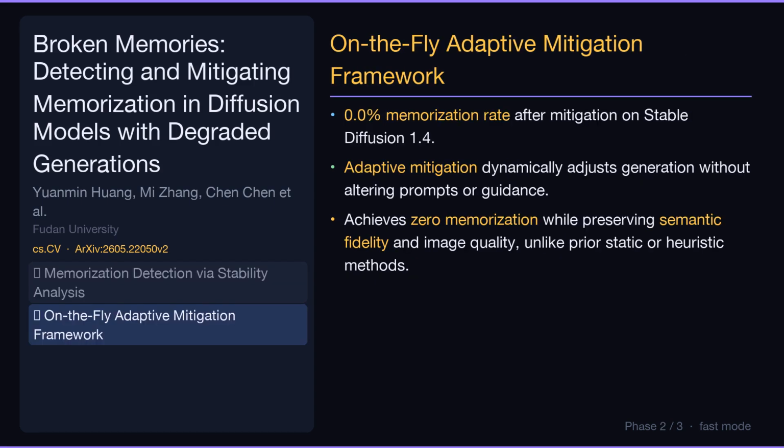Contribution 2. On-the-fly adaptive mitigation framework. 0% memorization rate after mitigation on Stable Diffusion 1.4. Adaptive mitigation dynamically adjusts generation without altering prompts or guidance. Achieves 0 memorization while preserving semantic fidelity and image quality, unlike prior static or heuristic methods.